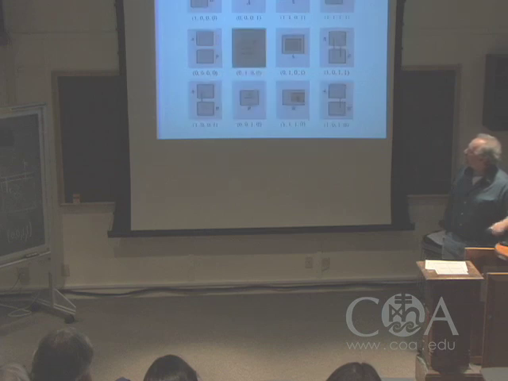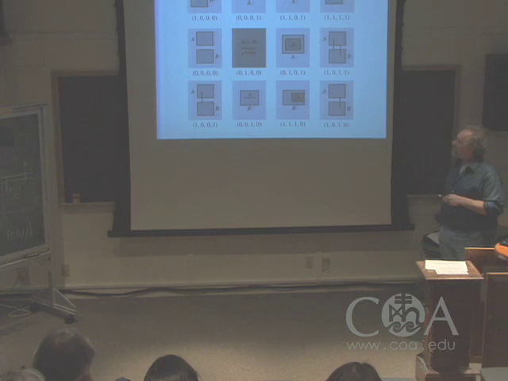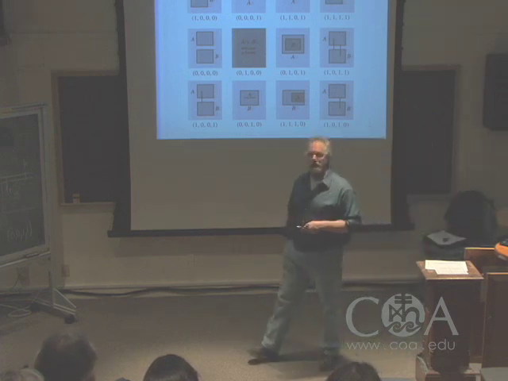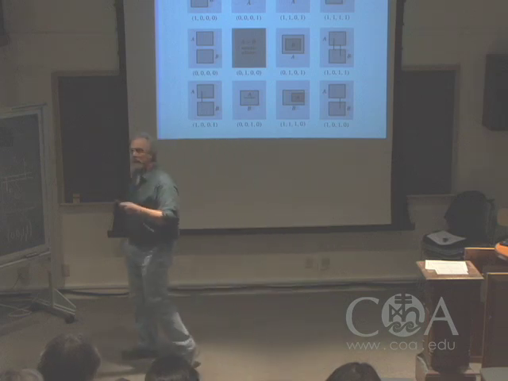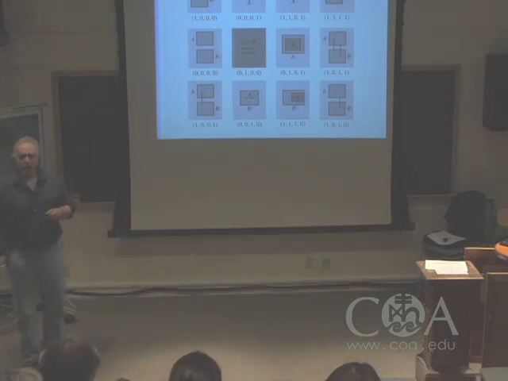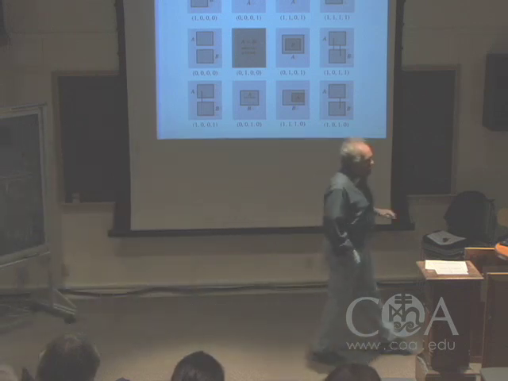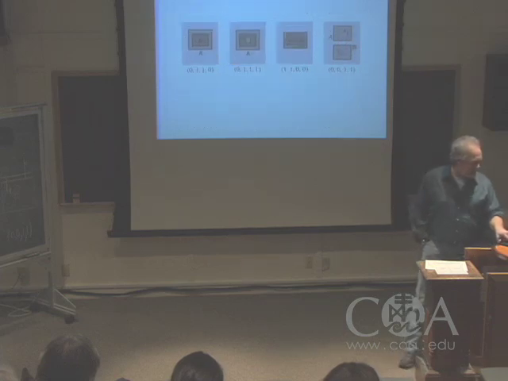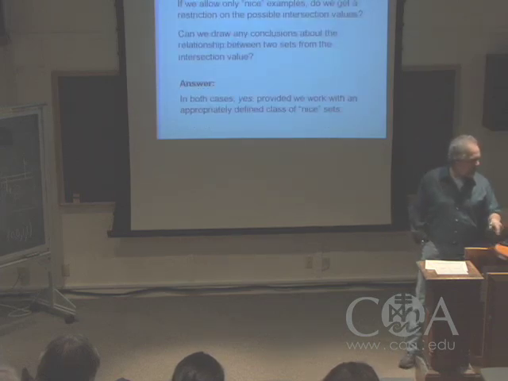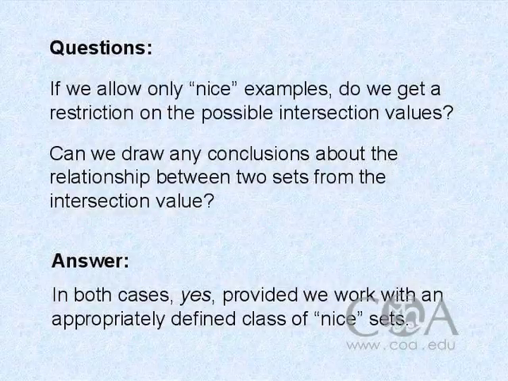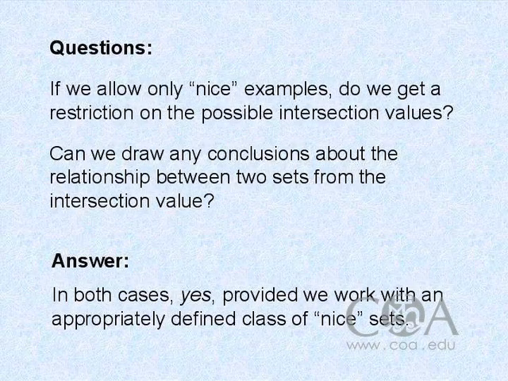For instance, very simply here, if we know that that intersection value is 0, 0, 0, 0, then we know A and B are not going to intersect no matter what. So that's the sort of information that we want. Can we go further with that and draw other conclusions just from the sequence of four numbers? So those are our questions. And the answer is, in both cases, for both of these questions, the answer is yes, provided we work with an appropriately defined class of nice sets.